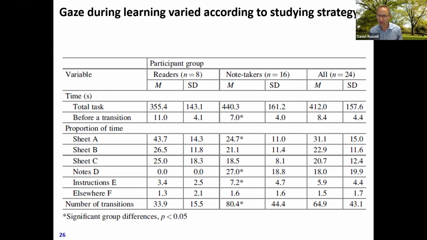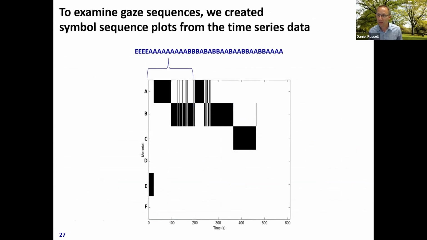And I am all for plotting data, as I think you should have already seen from my slides. We used symbol sequence plots to get a sense of what people were doing. In a symbol sequence plot, we're plotting essentially a black bar at each second for the different materials that they looked at. So you can see an individual here begins looking at E. If I remember that right, I think that's the instructions. Then they go to A, and you notice they never come back to the instructions.